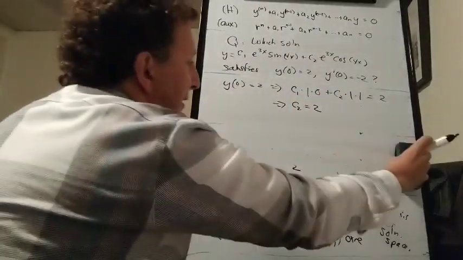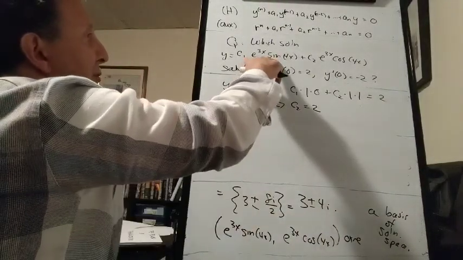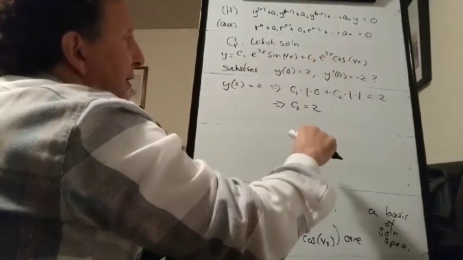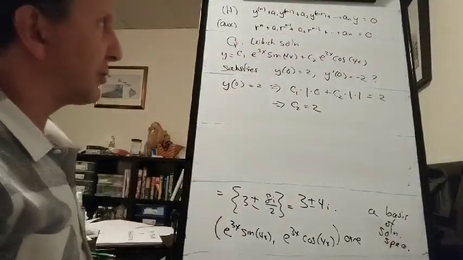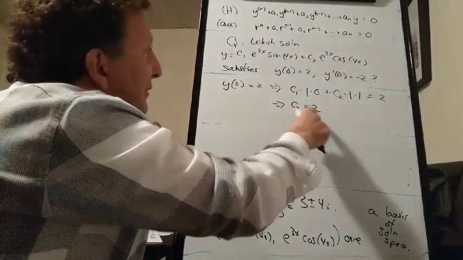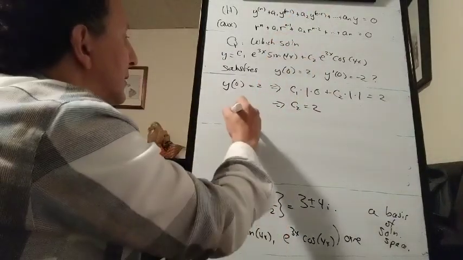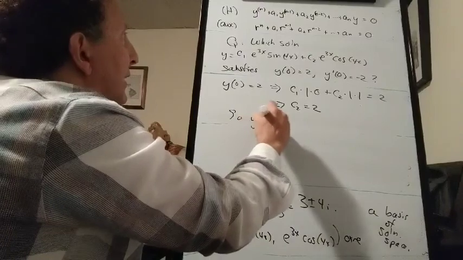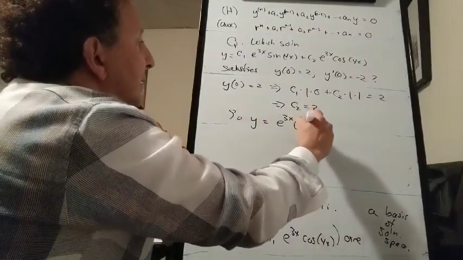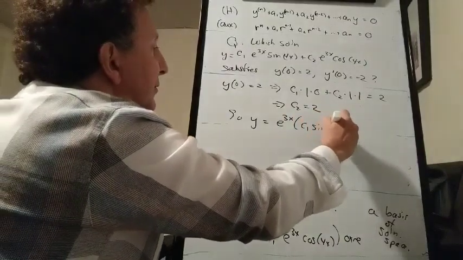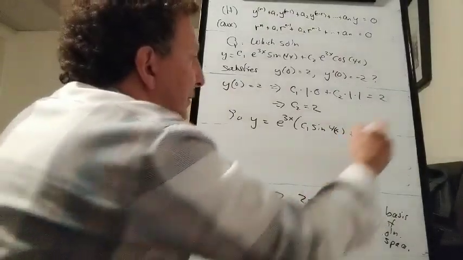All right. Now before I find the derivative, which looks like it's going to involve product rule and product rule, maybe I'll factor out an e to the 3x so that we only have to do product rule once. And since we know that c2 has to equal 2, I'll put in a 2 for c2. So y equals, factoring out e to the 3x, c1 sine of 4x plus 2 cosine of 4x.